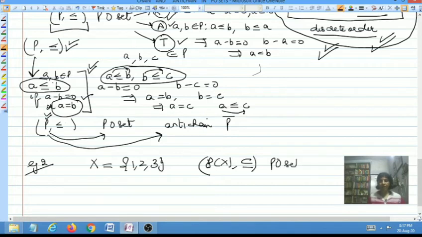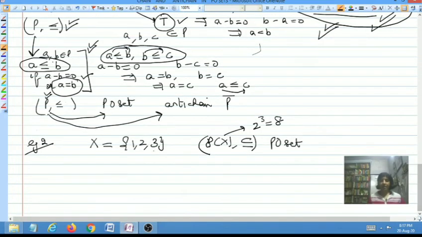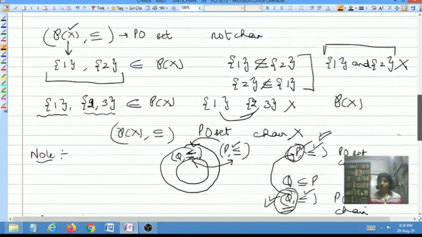This POset, we had seen, is a POset where the power set of X is the set of all subsets of X, and this consists of 2 to the power 3, which is 8 elements. We have discussed this already. And now this particular POset, we had seen in the example above, is not a chain. What I'm going to tell you now is that this POset is not even an anti-chain.